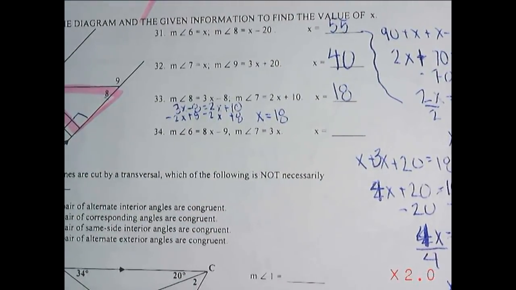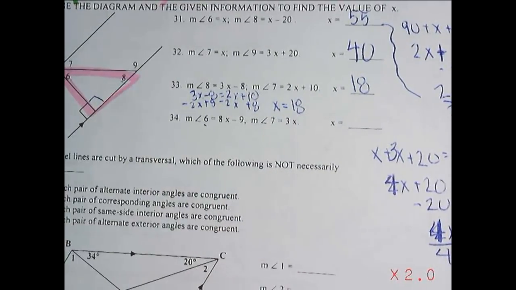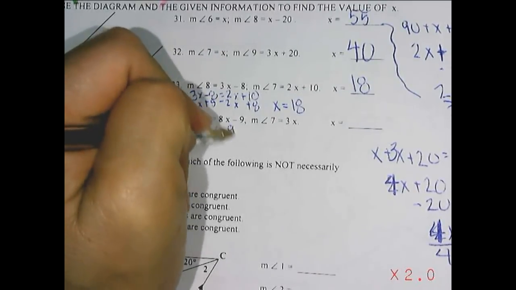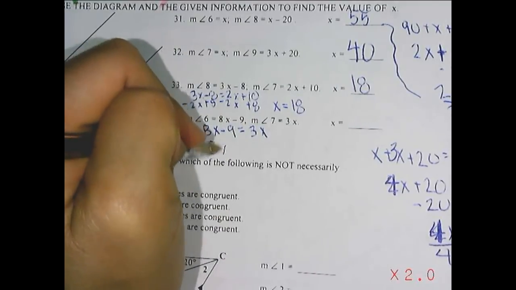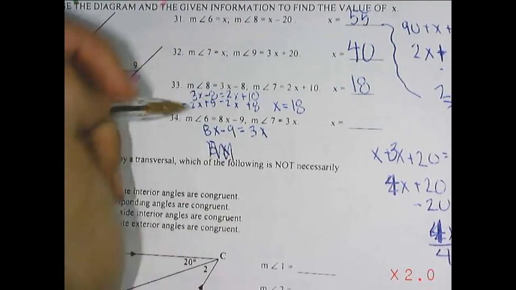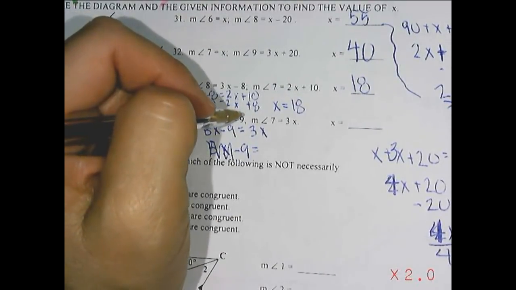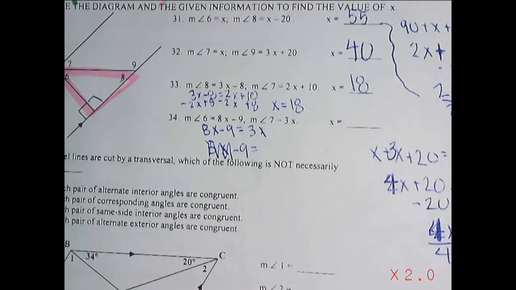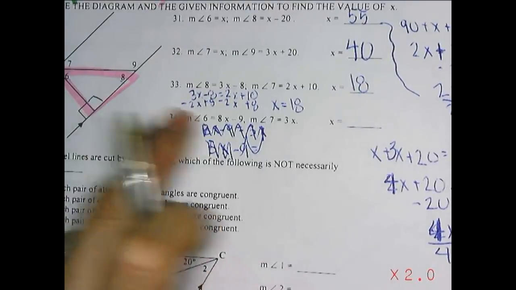So 18. And then here, angle 6 and angle 9 also alternate interior angles, so I would set them equal as well. 8x minus 9 equals 3x. I would end up with negative 9 equals, oh goodness guys, I did that one wrong. My bad. I was looking at 6 and 9, it's 6 and 7.